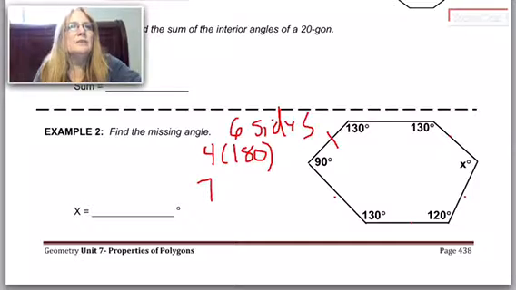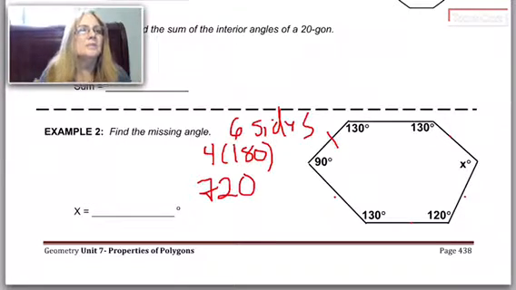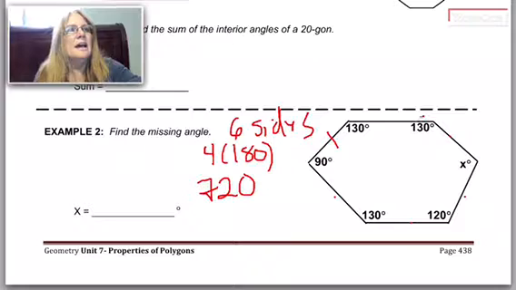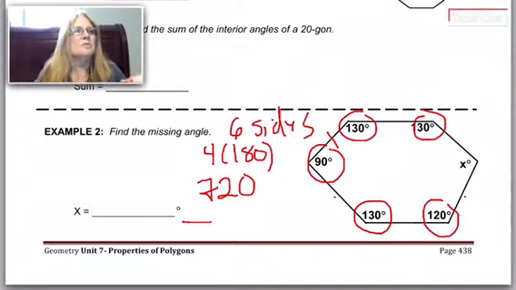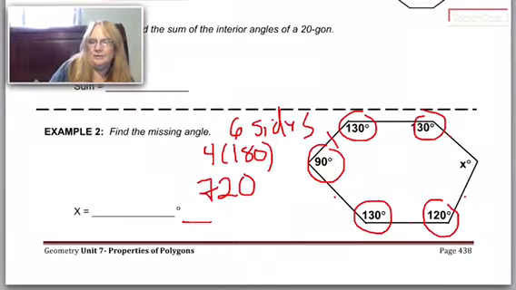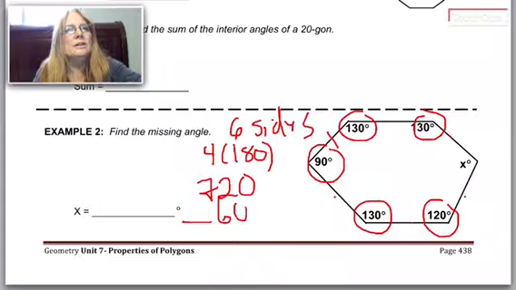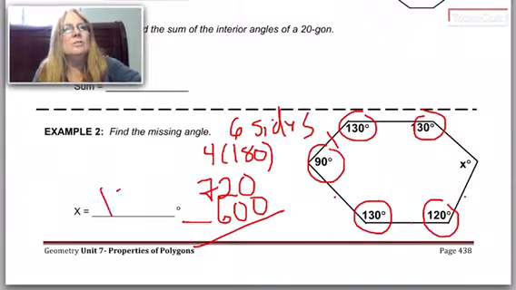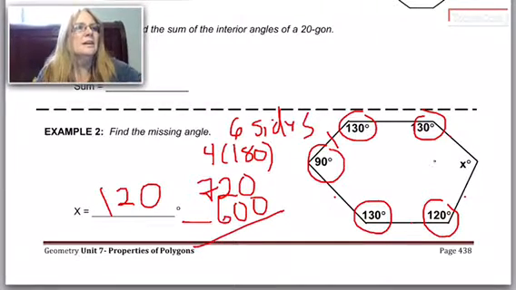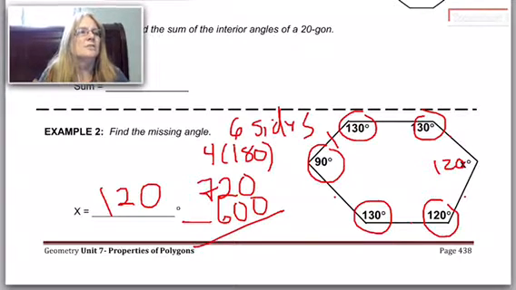So that is 720. So all of the sides should add up to 720. So all I need to do is add up all of these and then subtract that from 720. So I'll use my calculator, and I have 130 plus 130 plus 90 plus 130 plus 120 equals 600. So 720 minus 600 equals 120 degrees. That means this angle here is 120 degrees.